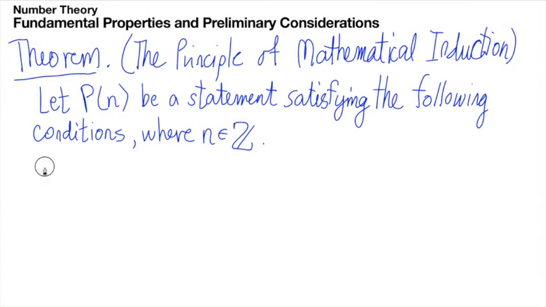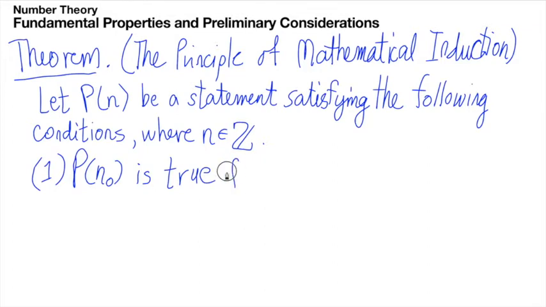Similar to our theorem 1, the first condition states that P of n sub 0 is true for some integer.